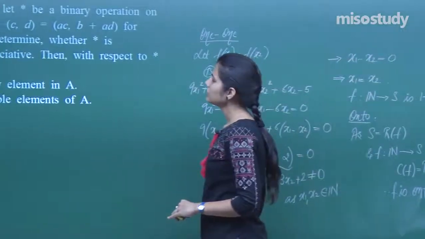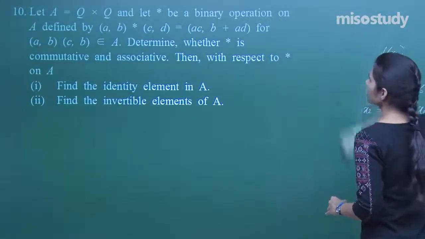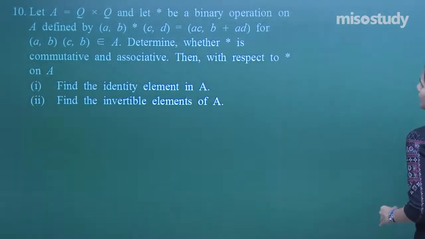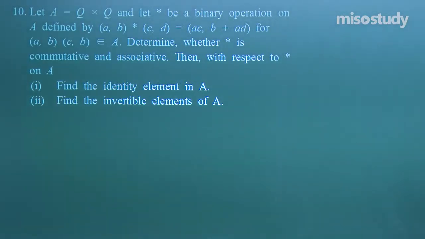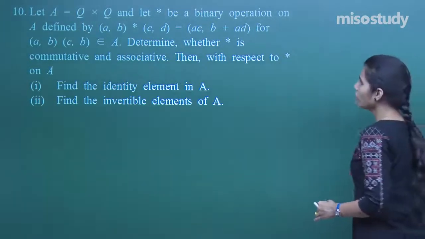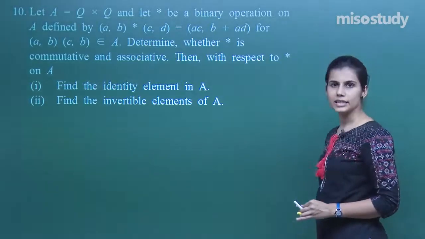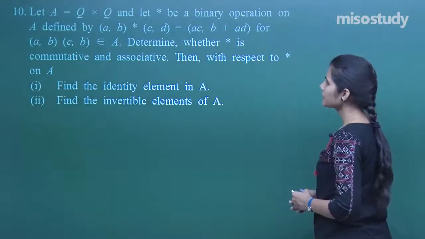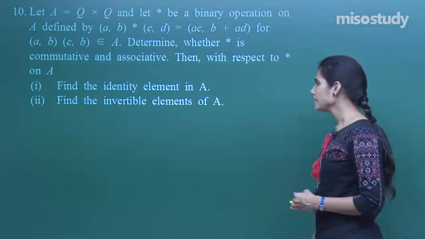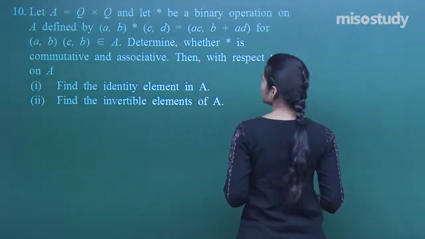Next question. Let A be equal to the Cartesian product of the set of rationals with itself, and let star be a binary operation on A defined by (a, b) star (c, d) is (ac, b plus ad) for (a, b), (c, d) coming from A. Determine whether star is commutative and associative. Then with respect to star, find the identity element and find the invertible elements if any. So we need to talk about commutativity and associativity.